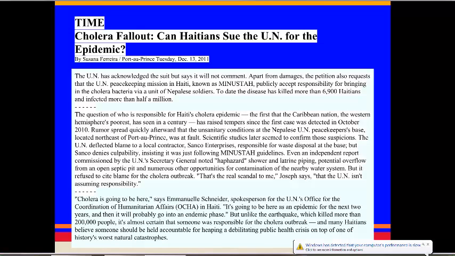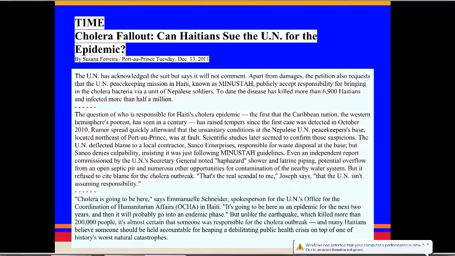Continuing to scan, I see that the rest of the paragraph talks about the source of the cholera. And I see the words UN Secretary General, so I'm going to take a look at that sentence. I am reading that an independent report commissioned by the UN Secretary General noted haphazard, quote, shower and latrine piping, potential overflow from an open septic pit, and numerous other opportunities for contamination of the nearby water system. I'm definitely going to paraphrase that sentence because it points to the reasons for the cholera outbreak. So I have 3 paraphrases so far.